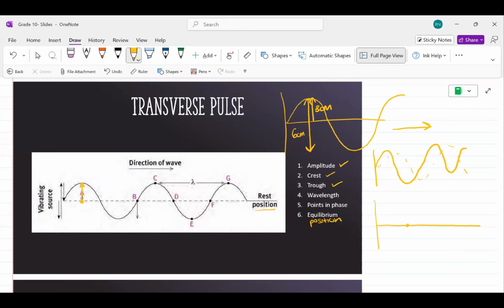Now, you'll see that in a wave, we get these points, like we said, all the points move up and down. That's all we're going to experience in our wave. We just have points moving up and points moving down, right?